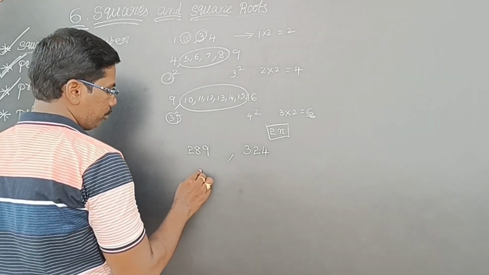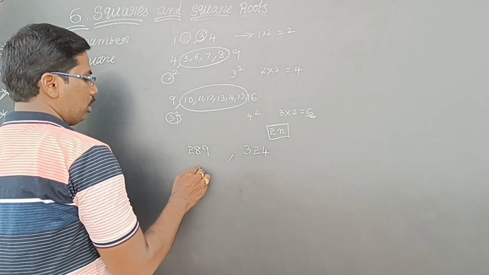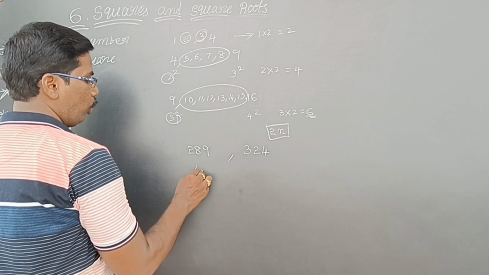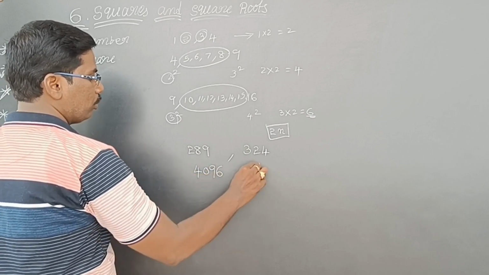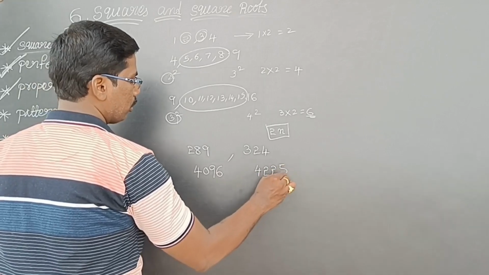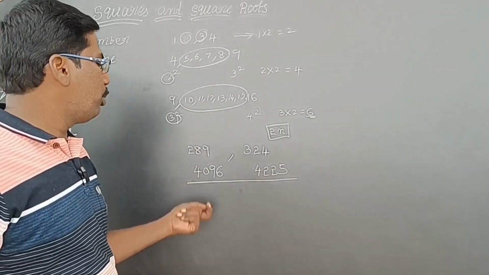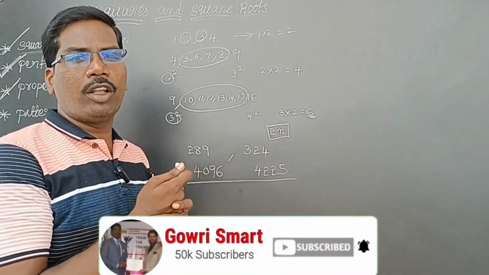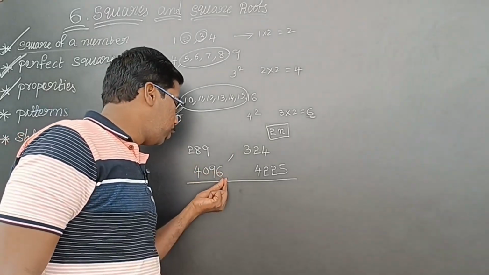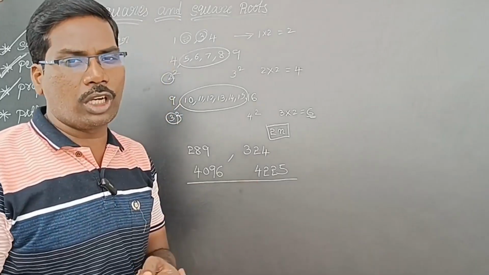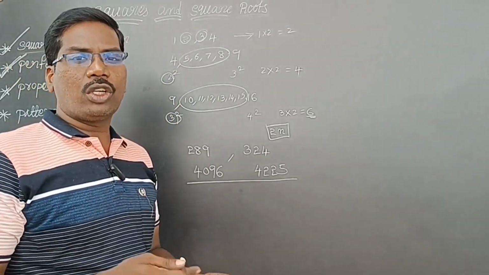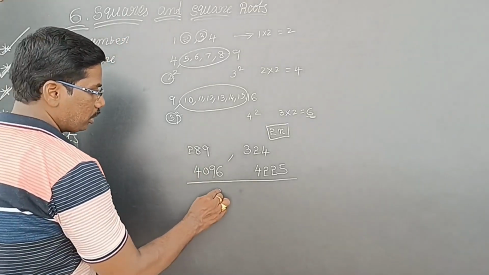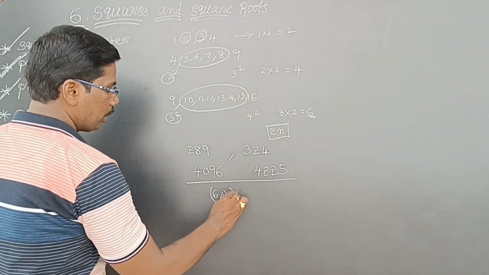Now let us see here. 4096 and 4225. How many natural numbers are there between 4096 and 4225? They will ask you. If you don't know this property, what will you do? You will write 4097, 4098, 4099 and 4100. Like that you will write. You will waste your time. But if you know this property, this is what? 64 square. This is what?